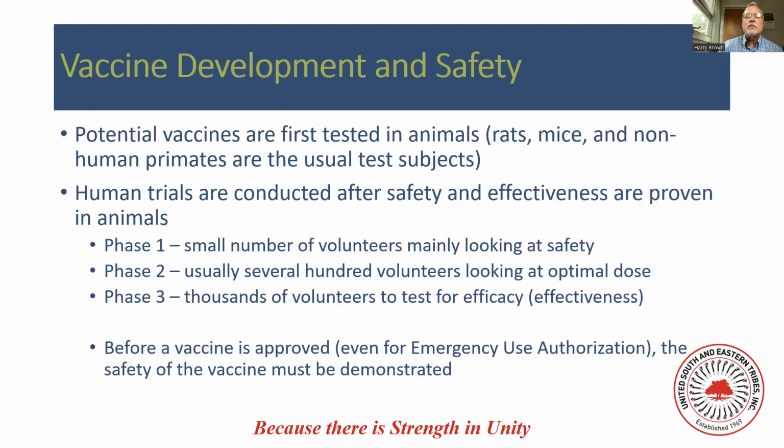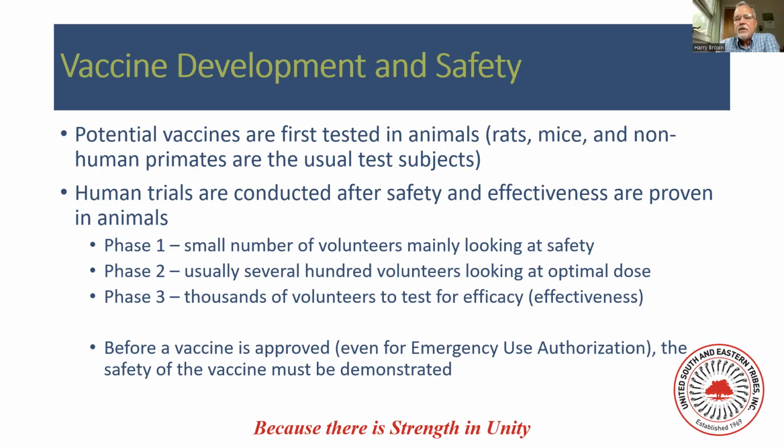This usually involves maybe several hundred volunteers, and they're still looking at safety, but they're also looking at the optimal dose. So once phase 1 and 2 have concluded successfully, they move on to phase 3. A phase 3 trial usually involves thousands of people. For instance, both the Pfizer and Moderna phase 3 trials each involved 40-something thousand people.